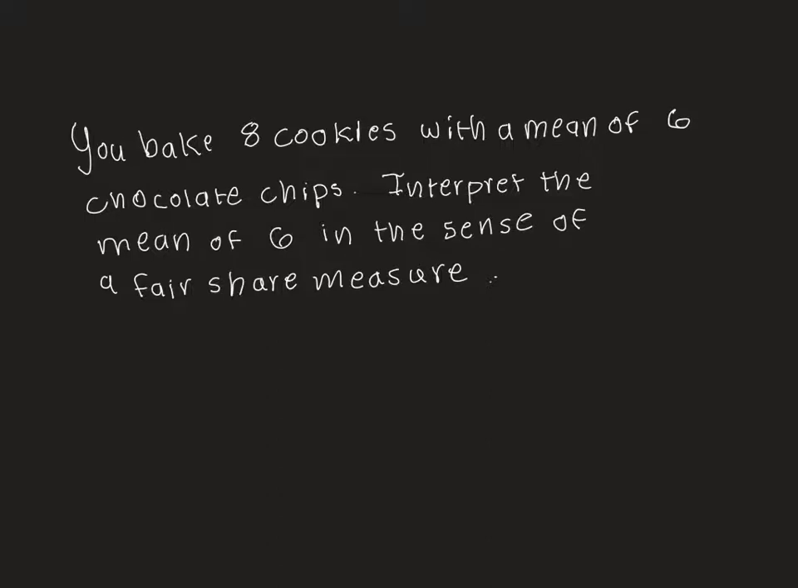In your exercise, you're going to get something that looks like this. You have 8 cookies with a mean of 6 chocolate chips. Interpret the mean of 6 in the sense of a fair share measure. Sometimes I have a hard time reading my own handwriting.